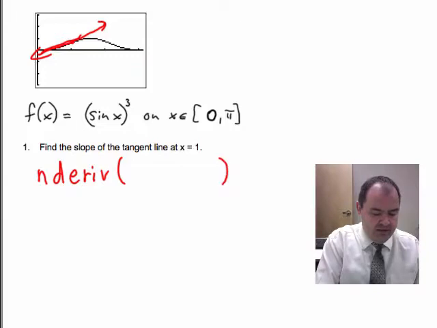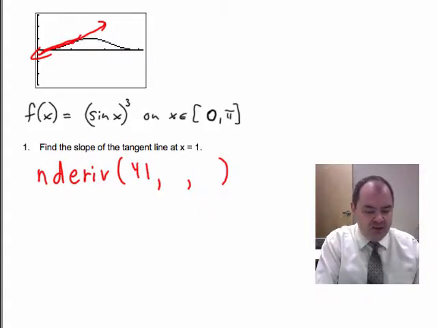And you will need to enter 3 arguments. The first argument is the function. Well, that's entered in y1. The second argument is what the function is with respect to. It's with respect to x. And the third argument is the value of x at which the derivative occurs, which is 1.